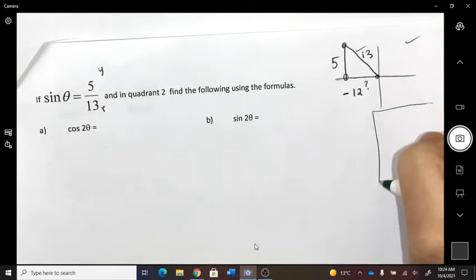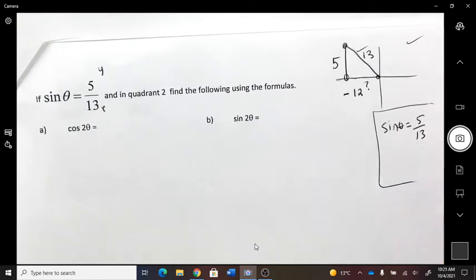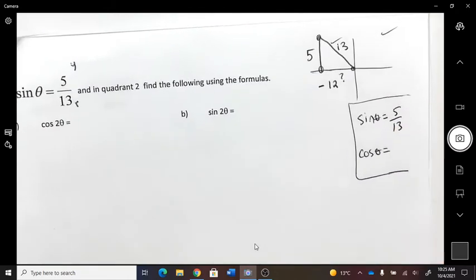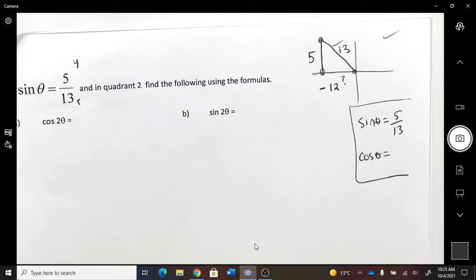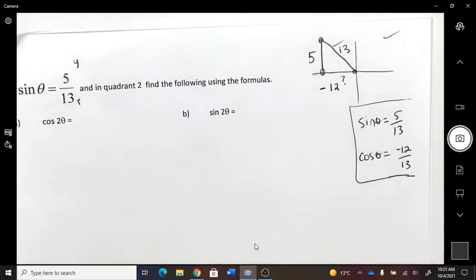Okay, I'm just going to do a little work over here. The sine angle is 5 over 13 and the cos angle is what would be that fraction? Do you remember cosine? It's the x over the r. Right? Cosine is x over r. So that's just some work in the background that I have ready to go.